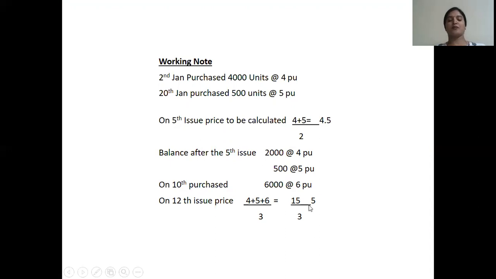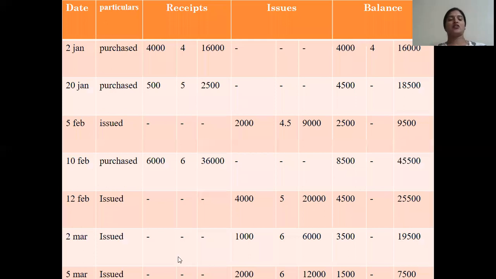What is the cost price on the 12th issue? What is the cost per unit? We have got 5 here. So 4,000 into 5 is 20,000. Out of 8,500, how much have we issued? 4,000 we have issued. What is the balance available? 4,500, amounting to 25,500. See here, once after the issue, immediately we need to go for the balance.